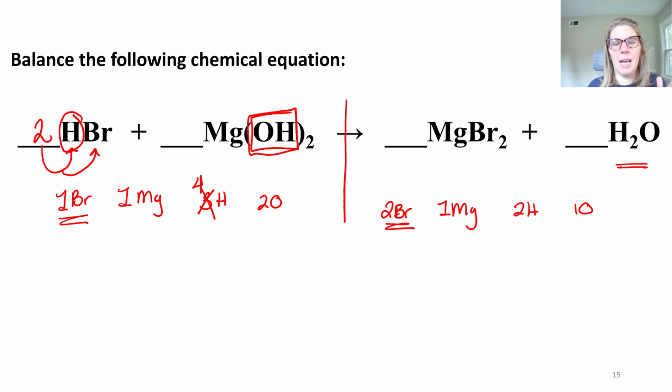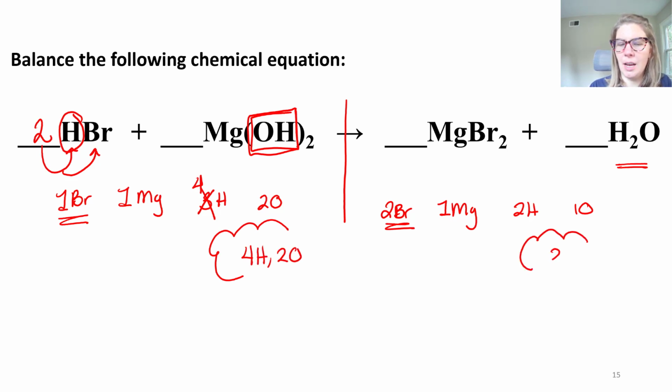Let's focus in on the hydrogen and the oxygen now. So what's happening over here is I have 4 hydrogen and 2 oxygen. And over here I have 2 hydrogen and 1 oxygen. So what I see is that if I put a 2 in front of H2O, then that doubles this. That's exactly what I want. So now I'm done. But students still feel a little shaky with this one, so I want to show you how I think about it.